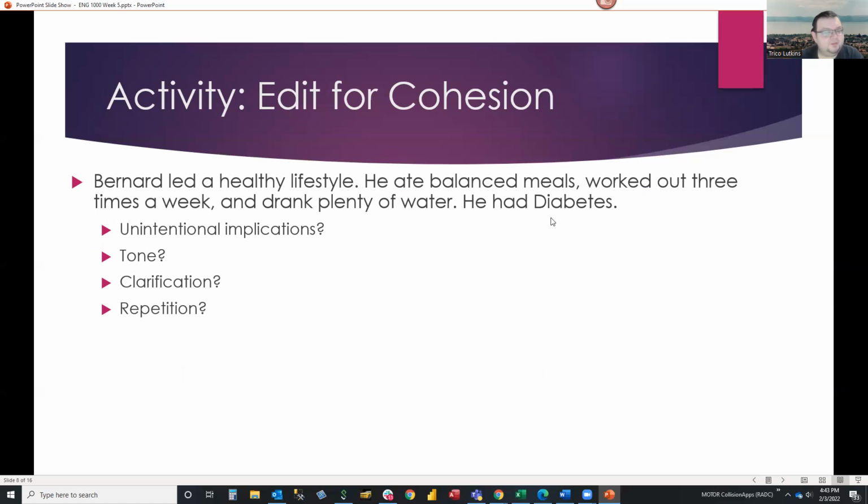So here's the activity: editing for cohesion. Here's an example. Bernard led a healthy lifestyle. He ate balanced meals, worked out three times a week, and drank plenty of water. He had diabetes. Normally this would be a class discussion, but we'll do it as a rhetorical exercise. You can ask yourself while you listen to the video: were there unintentional implications? What is the tone? Does anything need clarification? Is there any repetition? These are things you should ask yourself to make sure everything's cohesive in your writing.